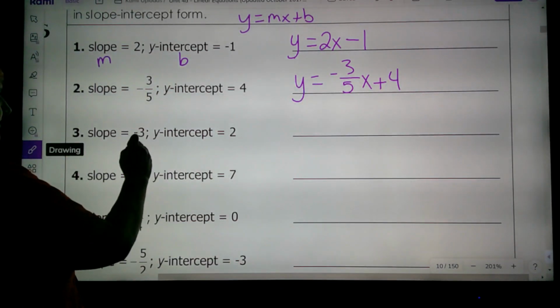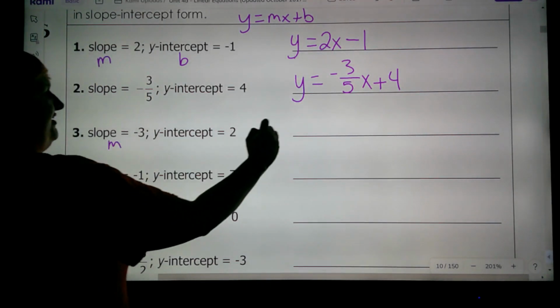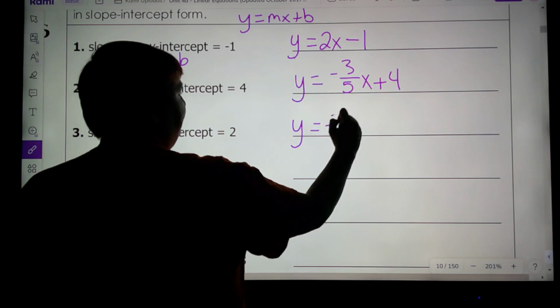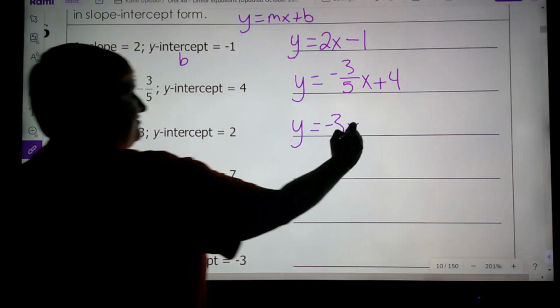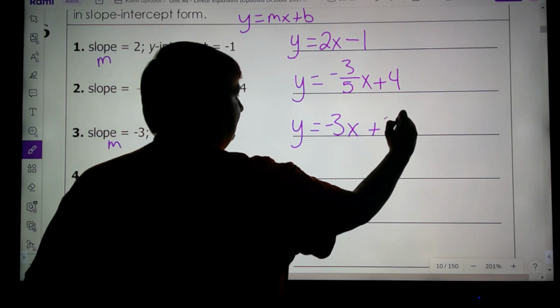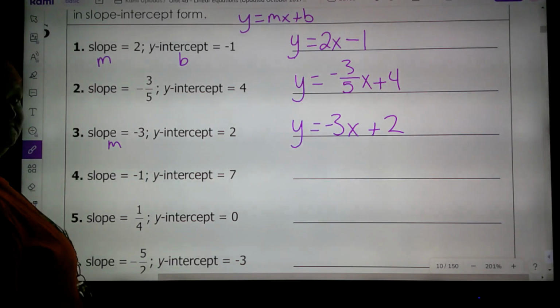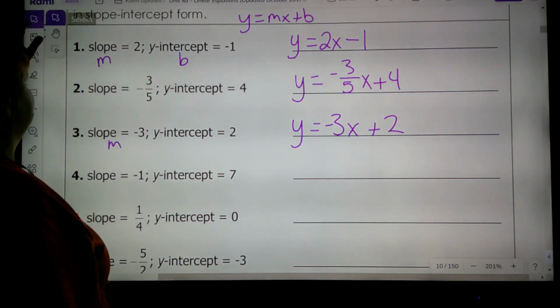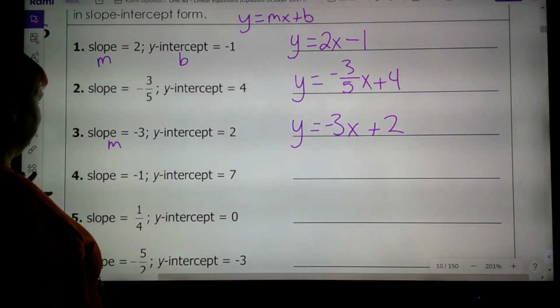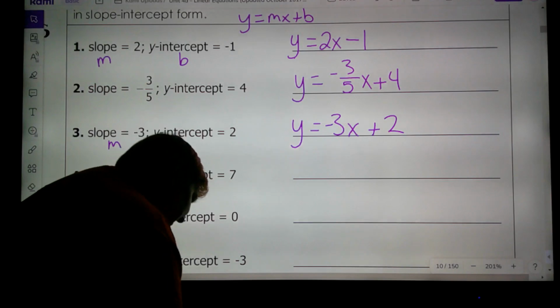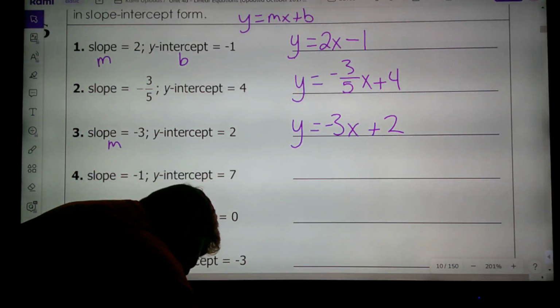All right, slope is -3, so y equals -3x. Don't forget your x. Y-intercept is +2. That's it. All right, I did 1, 2, 3. You do 4, 5, and 6.